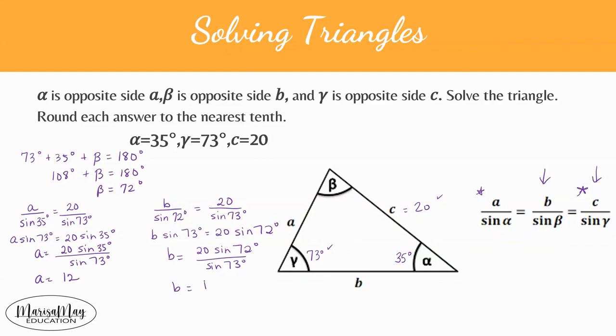B equals 19.9. So keep in mind, when you're solving a triangle, you're finding all the missing parts. You want to just do a quick visual, make sure you got all three angles and you got all three sides before you are finished. And so we did find that third angle, and then we found the two missing sides there.